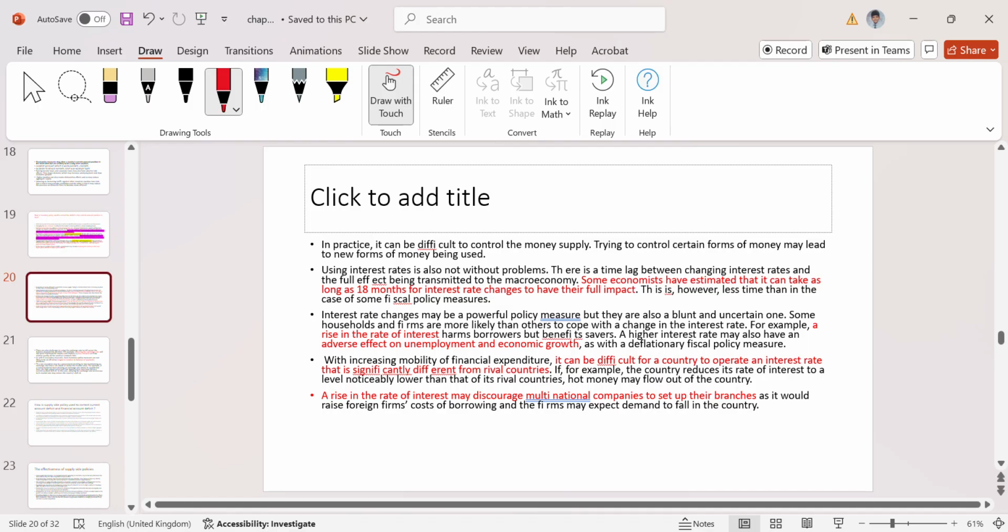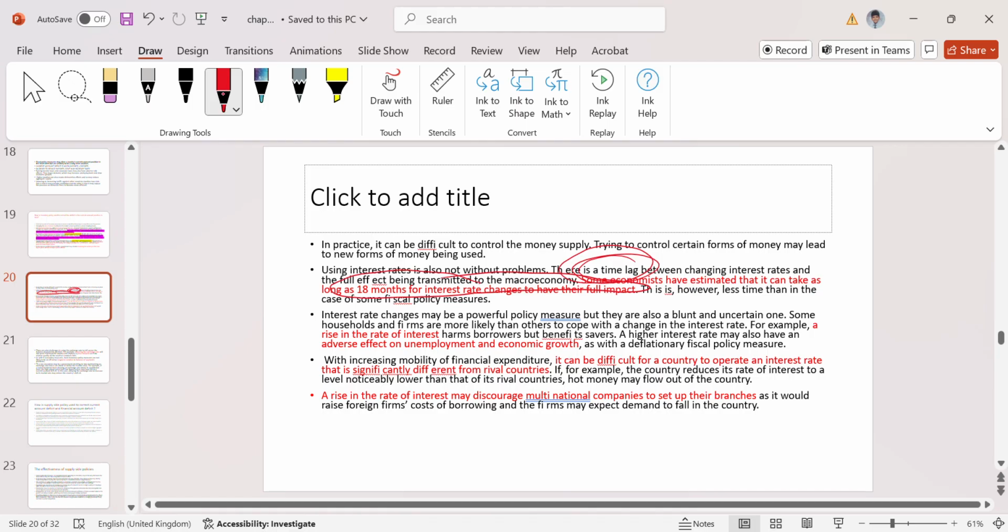Now if the government increases the interest rate, then there are certain risks associated with it, and if it reduces the interest rate, then also there are certain risks associated with it. Please notice that there is a time lag between changing the interest rate and its effect in the economy, and it takes almost 18 months for interest rate changes to have a full impact in the economy.